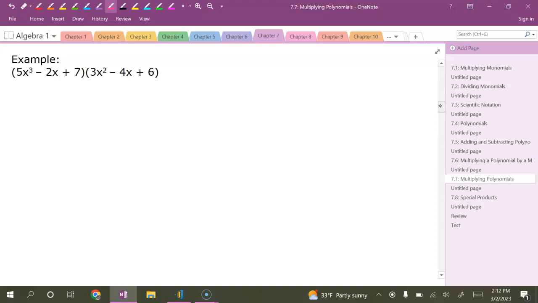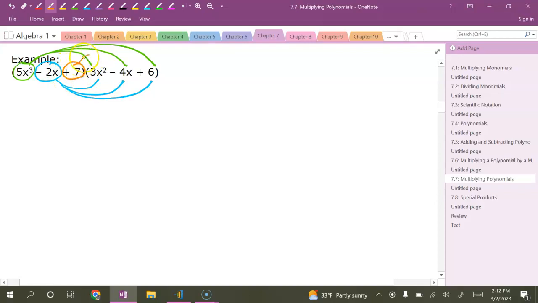If I were to do my distributing, I would start by taking the 5x to the third times everything over here. Then I would need to take the negative 2x and distribute. But I'm not quite done because I also have this plus 7 that I would have to distribute again.